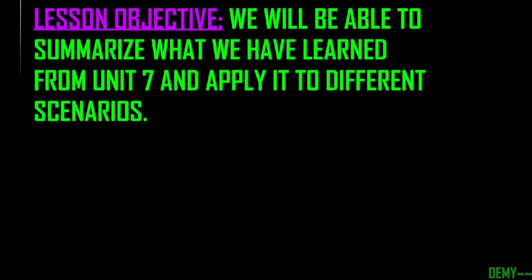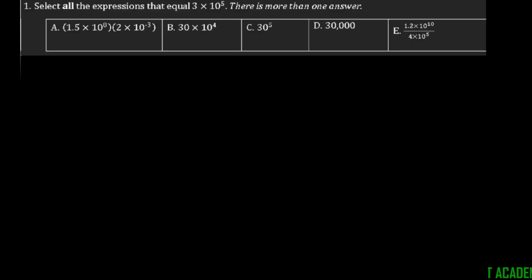In this video, wrapping up Unit 7 by being able to summarize what we have learned from Unit 7 and apply it to different scenarios and different problems. So on the first one, it says select all the expressions that are equal to 3 times 10 to the 5th power. And it says there is more than one answer.